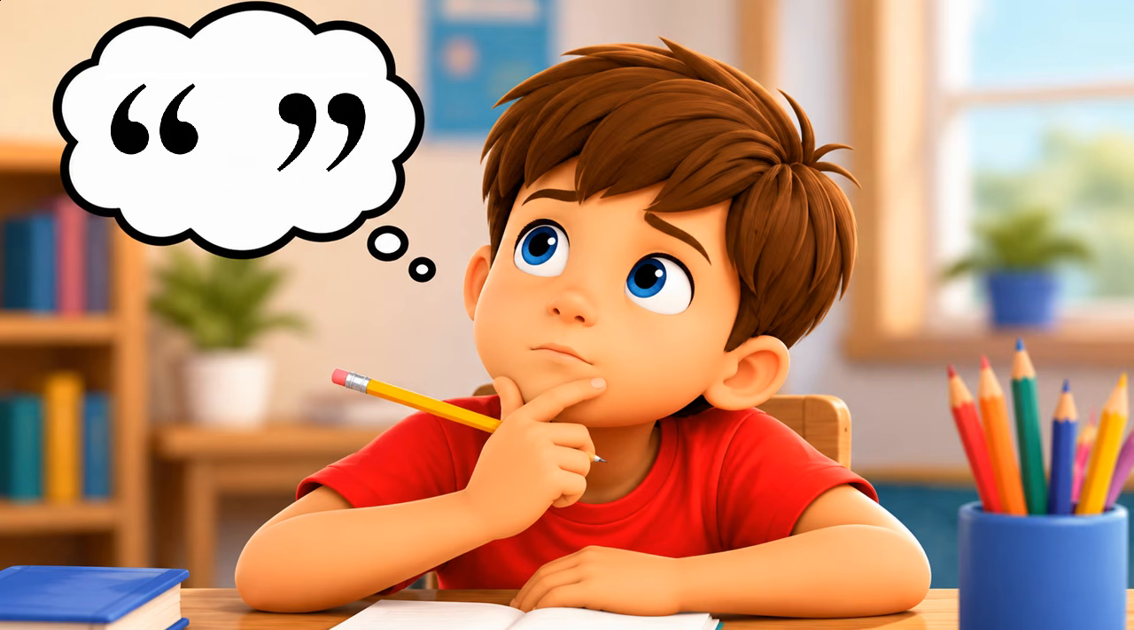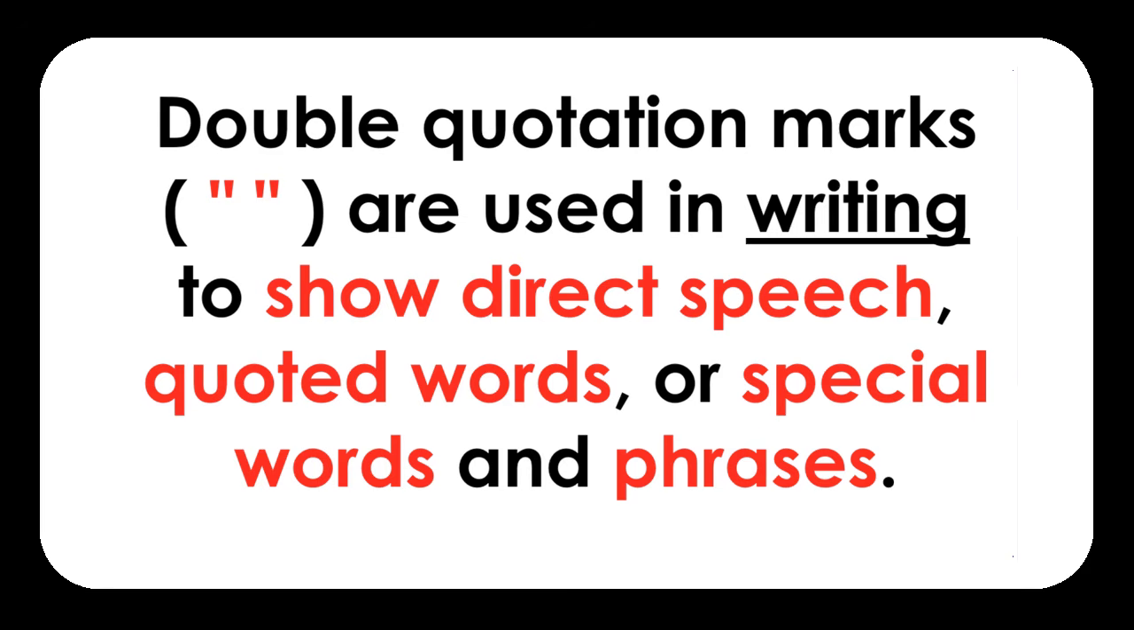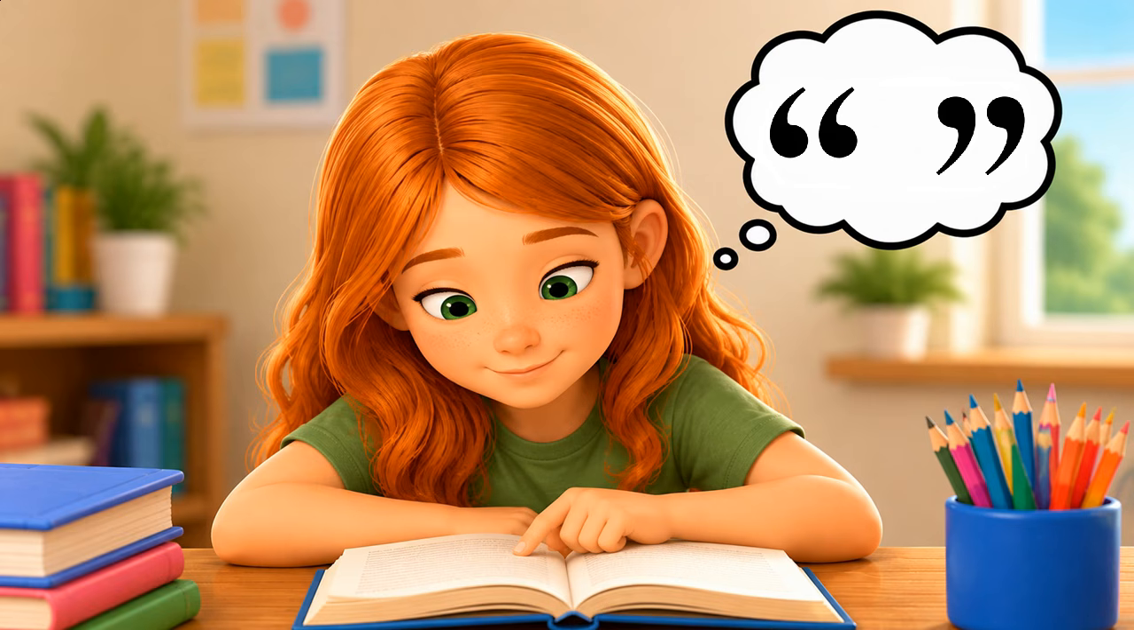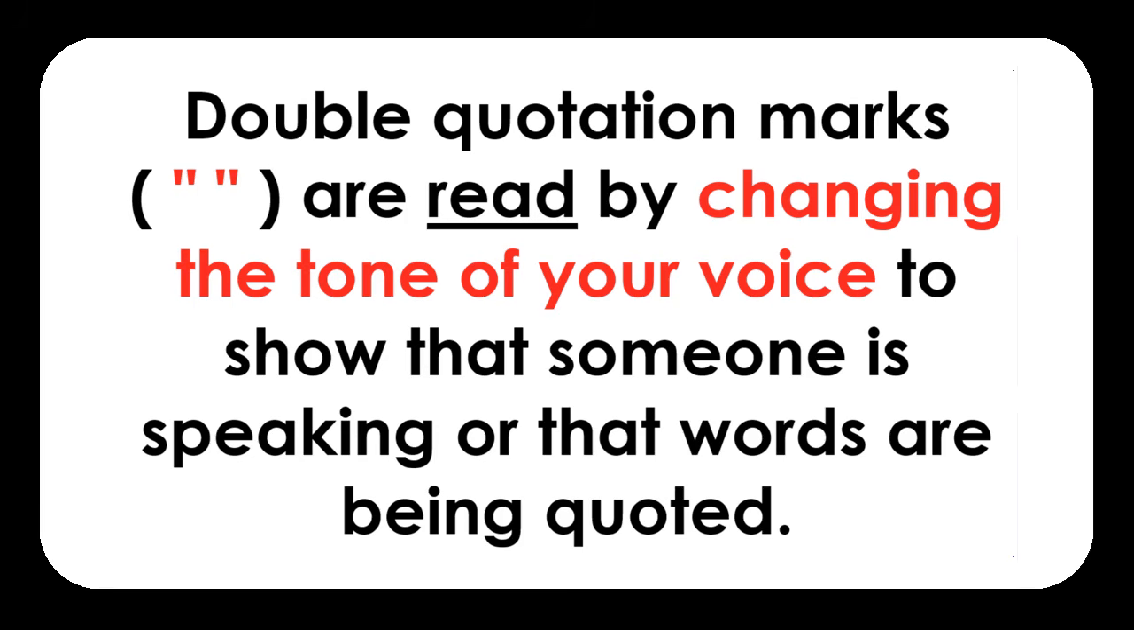They are double quotation marks. How are double quotation marks used in writing? Double quotation marks are used in writing to show direct speech, quoted words, or special words and phrases. How are double quotation marks read? Double quotation marks are read by changing the tone of your voice to show that someone is speaking or that words are being quoted. What is the name of this punctuation mark?